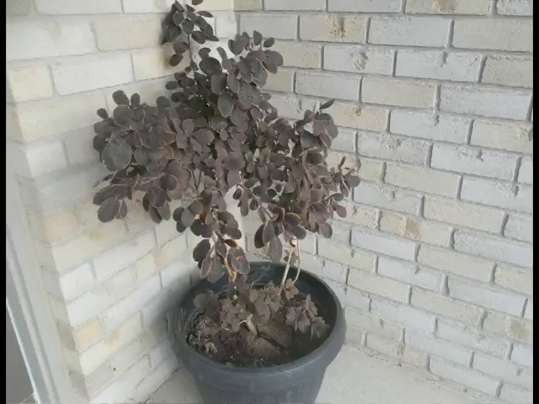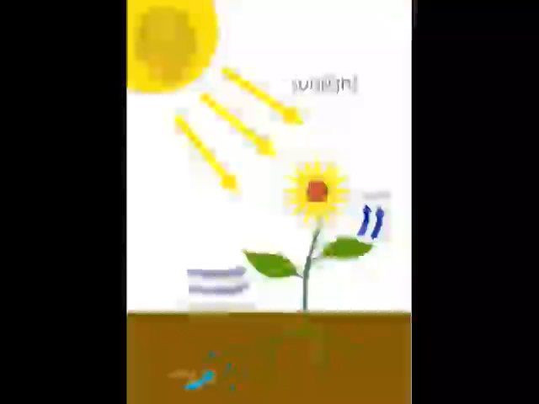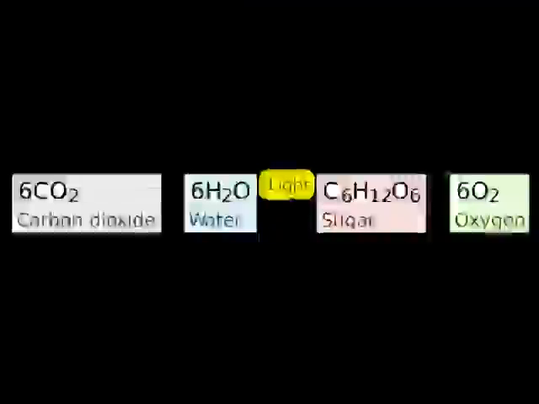Something that uses photosynthesis is any plant. Photosynthesis is when the plant absorbs carbon dioxide and water, mixes it with light, and creates sugar and oxygen.